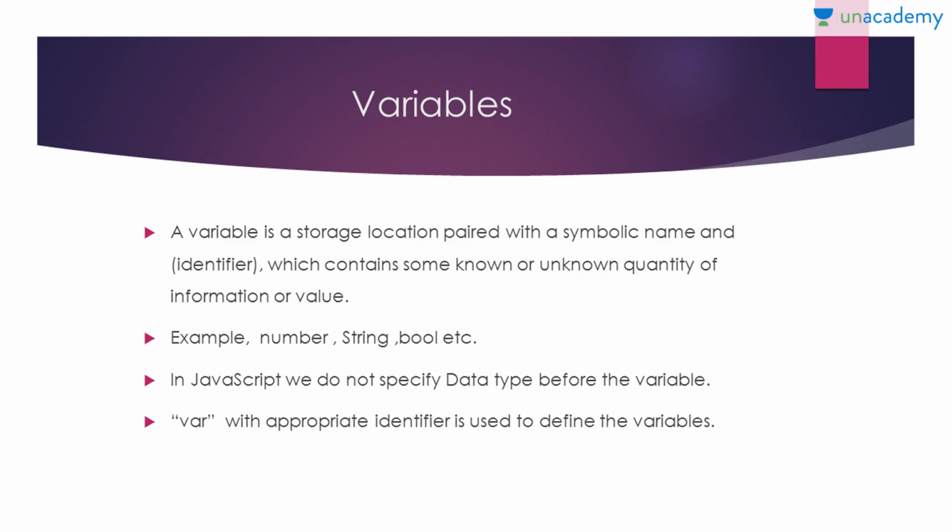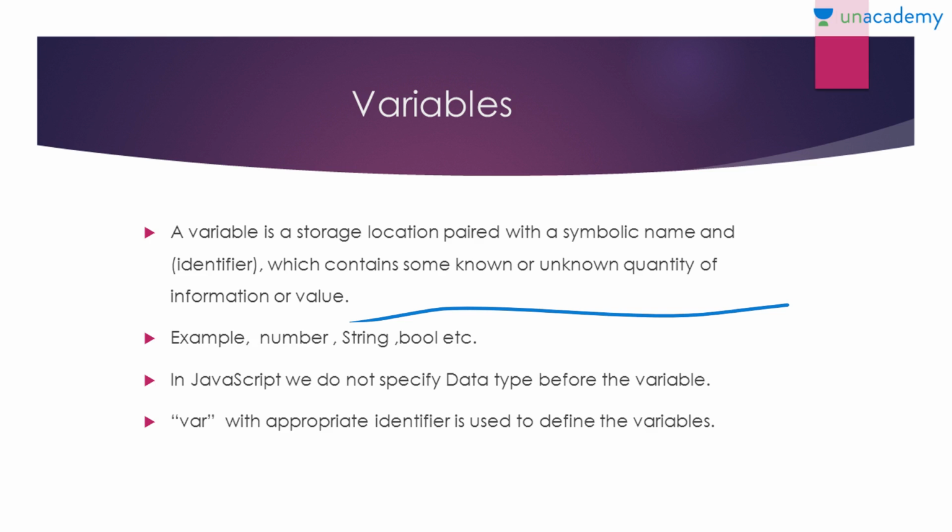So what are variables? It's very simple. A variable is a storage location paired with a symbolic name or identifier which contains some known or unknown quantity of information or value. Okay, so a variable is just like a container, right? You can put anything you want in it, you can put any data you want in it.